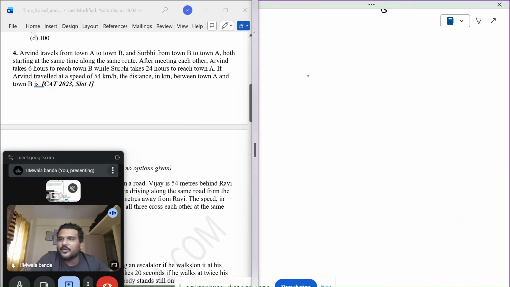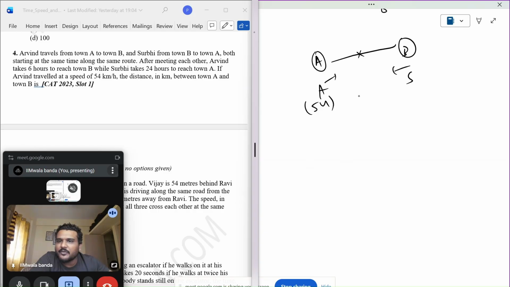Let's go. Question number 4. A travels from town A to town B and S travels from town B to town A, both starting at the same time. After meeting each other somewhere here, A takes 6 hours to reach B while S takes 24 hours to reach A, and A's speed is given as 54 kilometers per hour. We have to find D, the distance between town A and B.